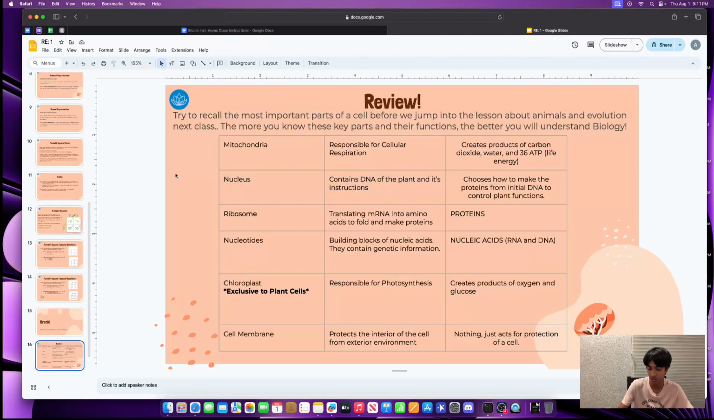You can write any of this down and just keep it in mind as you study and prepare for any of the next classes. This will really help you next time in biology or any of the classes that you take in middle school.